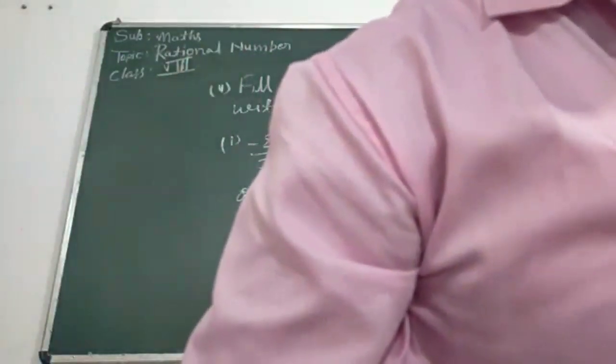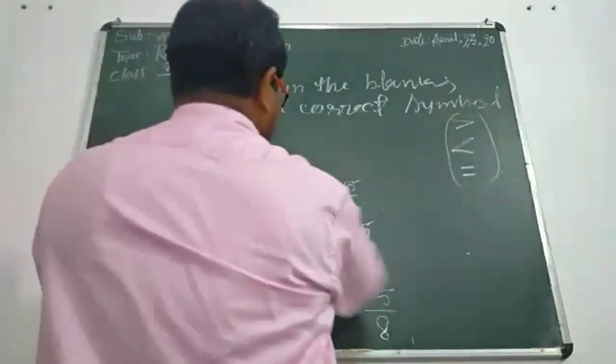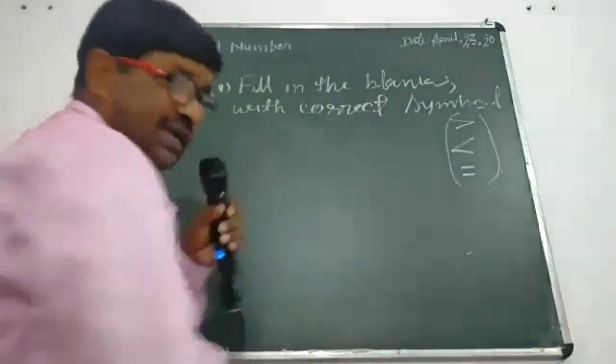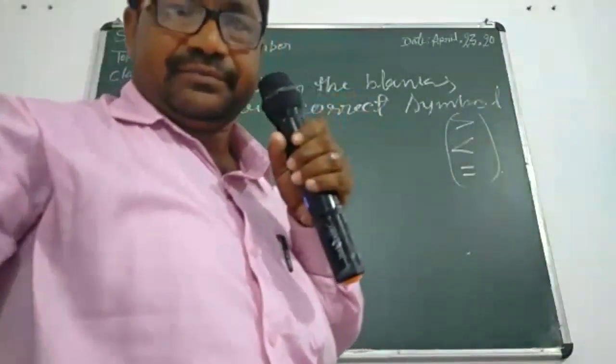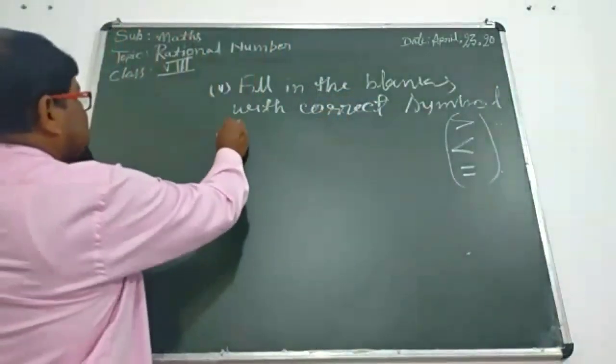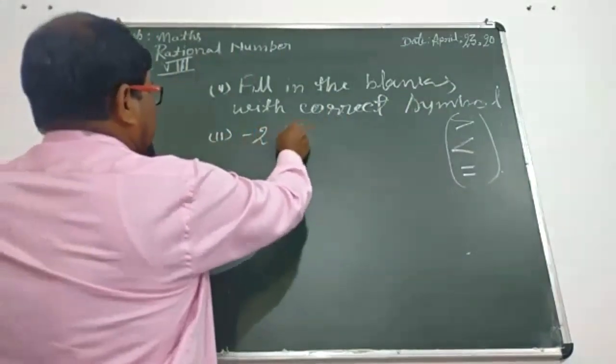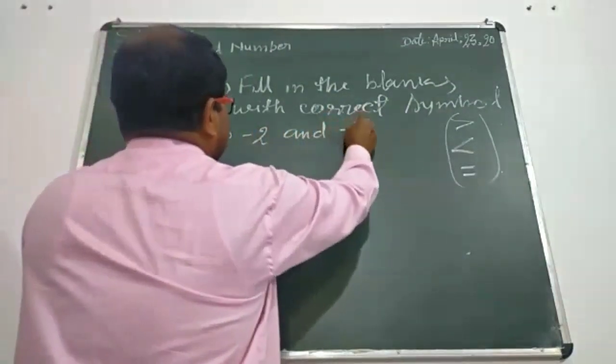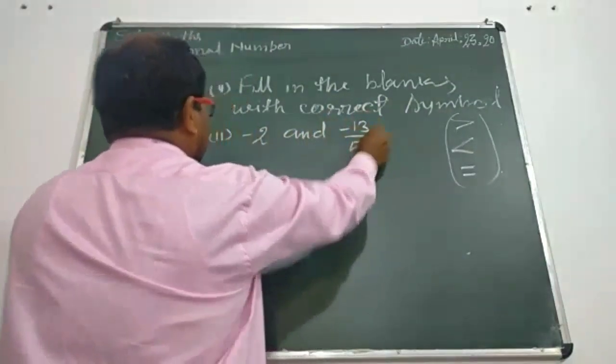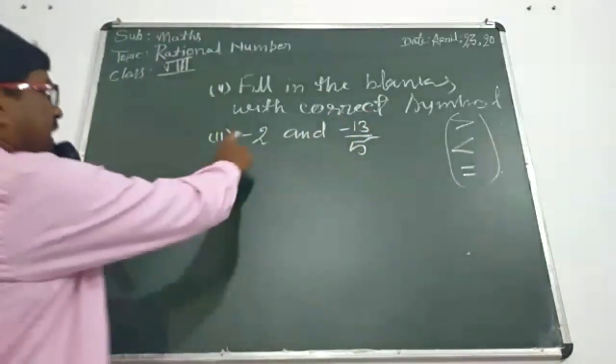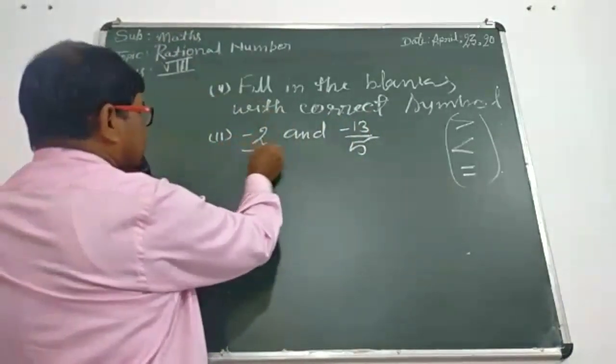Very good, student. You can take another example. Minus 2 and minus 13 upon 5. Compare them. What is its meaning? Minus 2 means minus 2 upon 1.